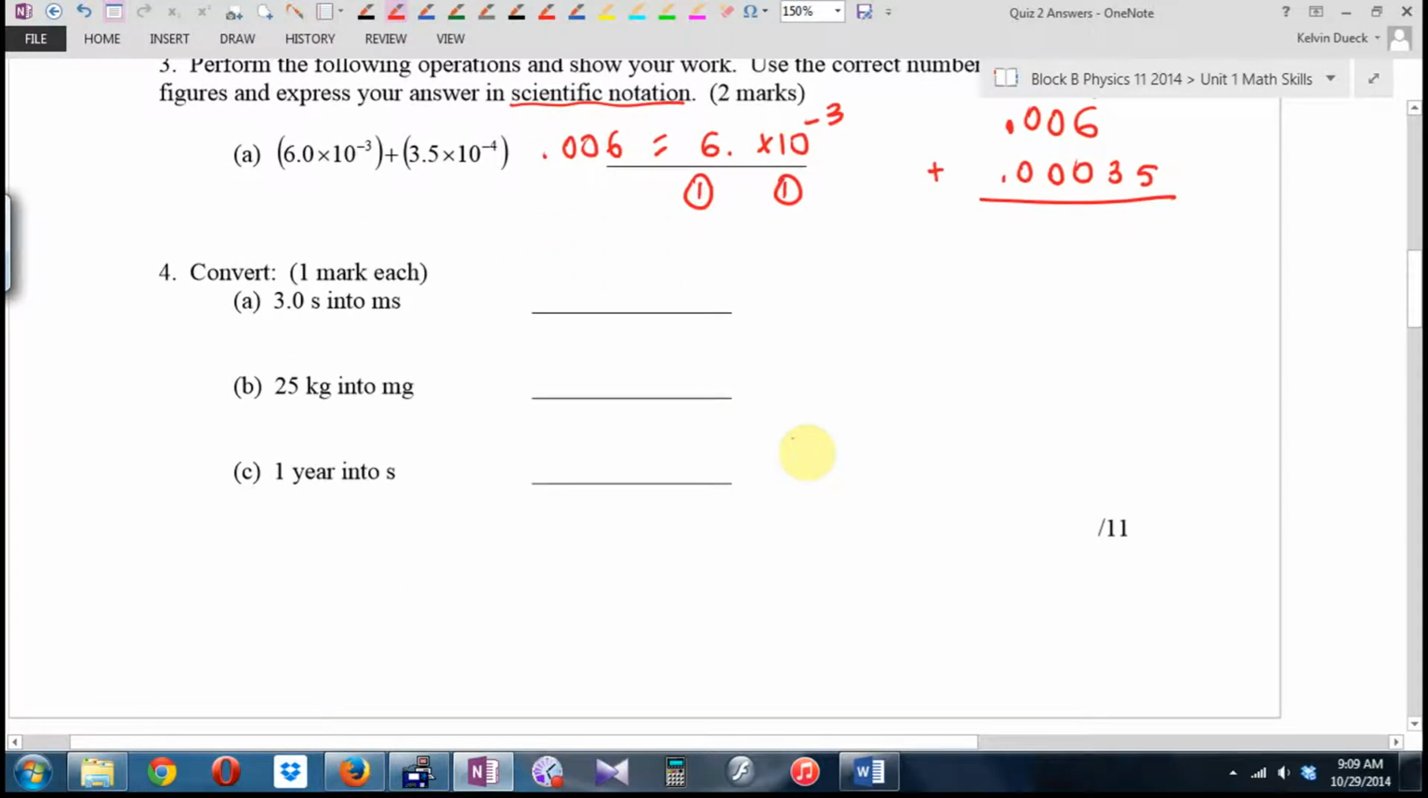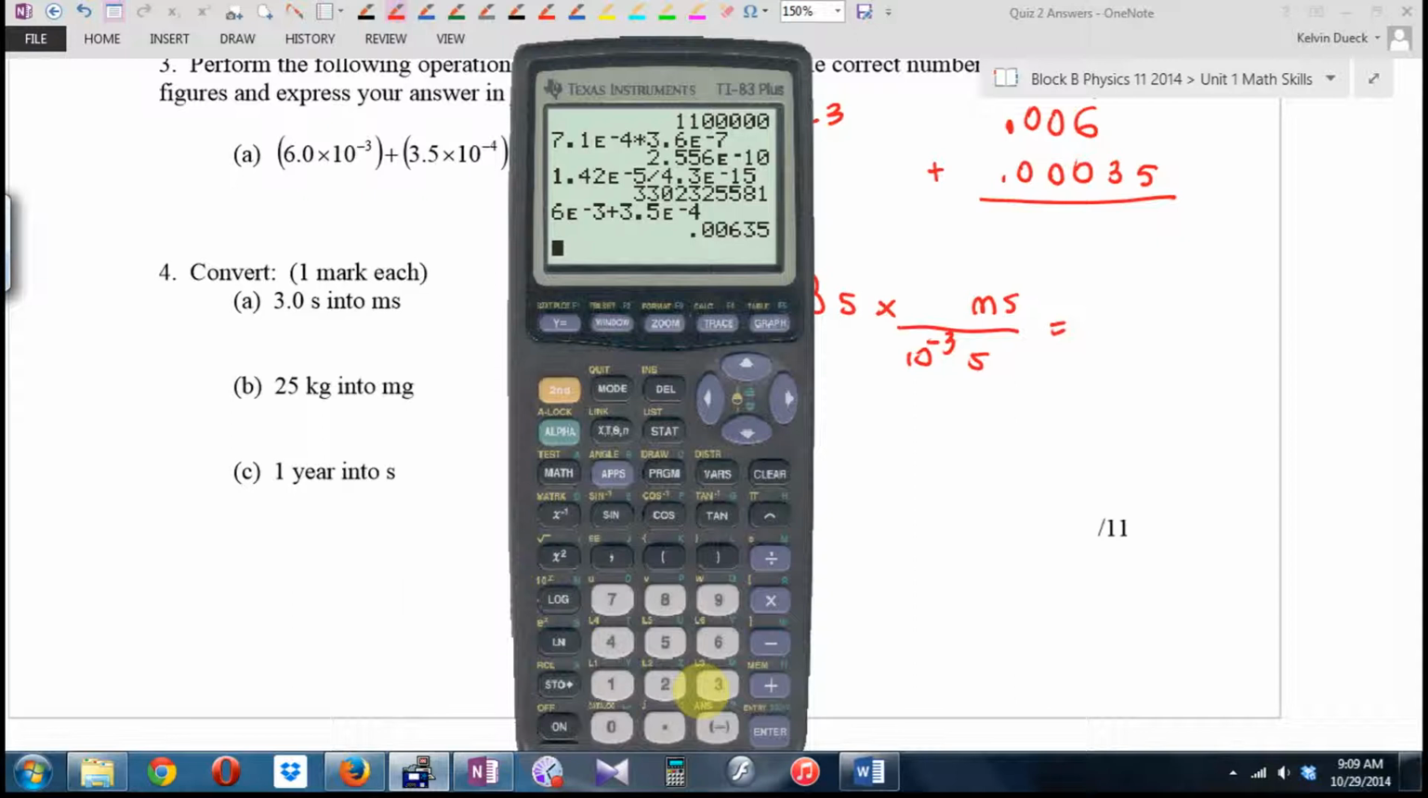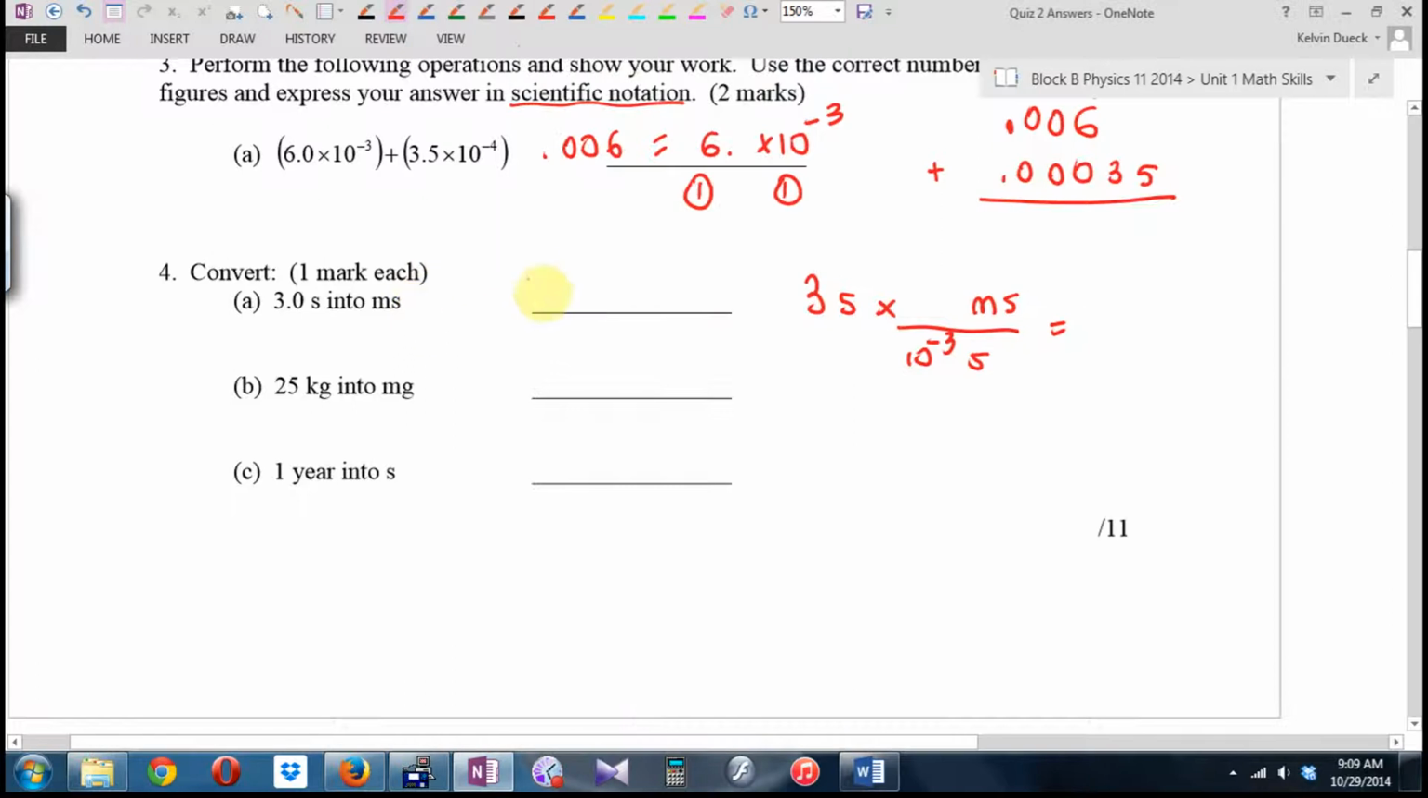Convert 3 seconds to milliseconds. Write down what they gave me. Times. I want seconds to cancel. I want milliseconds. Milli is 10 to the -3. Double check me, somebody. On your yellow formula sheet, which of course you'll also bring to the test. 10 to the -3. Riley's nodding. I really don't have most of these memorized. It's a waste of my time. 3 times, 1 divided by 10 to the -3. Do you get 3,000? Milliseconds. Half mark off if you didn't put the units.